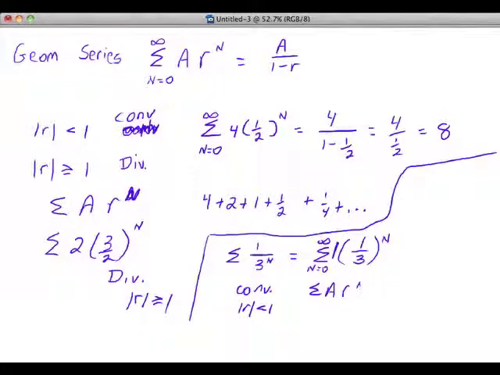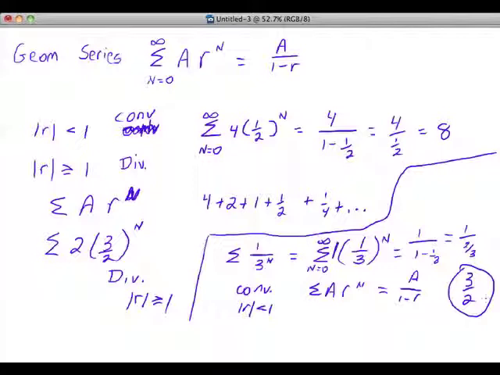If I wanted to know what this equaled, a r to the n will always equal a divided by 1 minus r. So in this case, the a is 1 divided by 1 minus 1/3. 1 minus 1/3 is 2/3, and 1 divided by 2/3 is 3/2. So that's what this series would converge to.